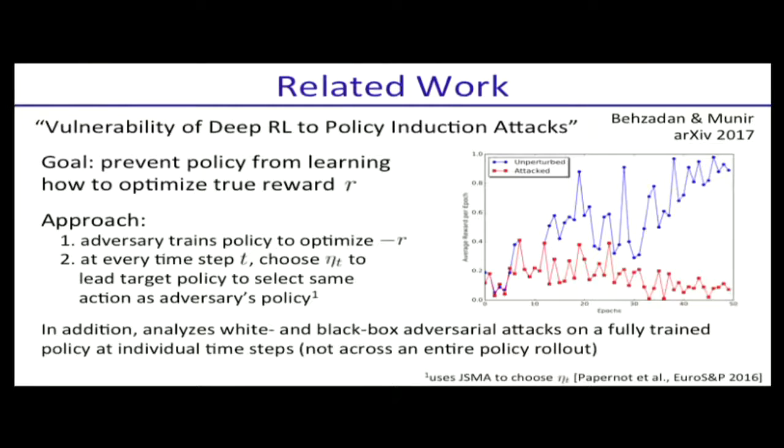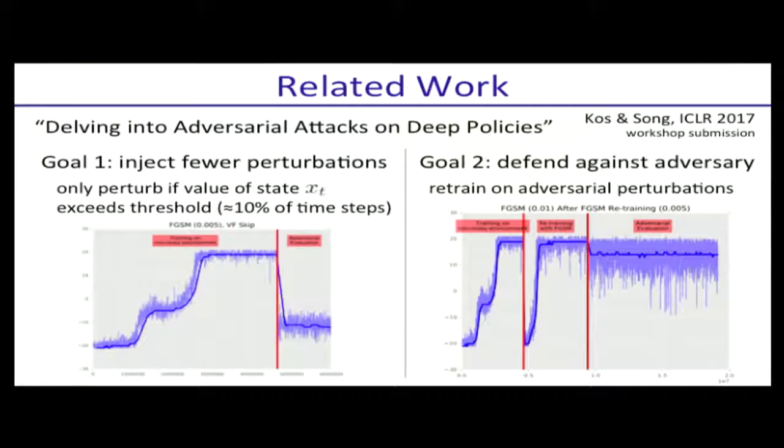There's some related work that's been happening. So for example, Bezdan and Munir, what they looked at is how can you prevent the policy from learning how to optimize true reward? So the idea here is that you come in at training time. While the policy is being trained, you perturb the images, and you hope that the result is that this policy cannot be trained up that way. And in fact, they show that this is possible. In this case, they do it for DQN. Some work by Dawn Song's group here at Berkeley.